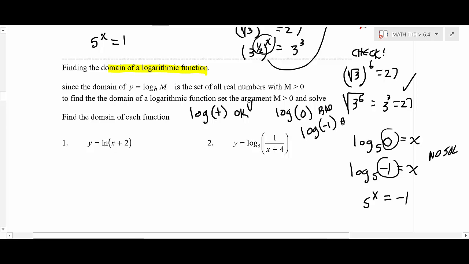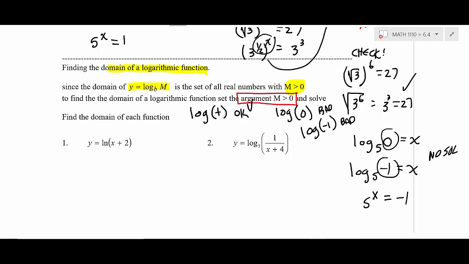Log of a negative is also bad, okay? So the only thing you can do is do a log of a positive number. That's the only thing that makes any sense. So when you're looking at what the domain of a logarithmic function is, that's what you got to keep in mind. So what I'm suggesting you do on this is, since the domain of a log of m is all positive numbers, what you're going to do on these problems is set the argument greater than 0 and solve. And what I mean by the argument would be the part in parentheses right there. You're going to set that greater than 0, and if you can solve that inequality, then you've got the domain.